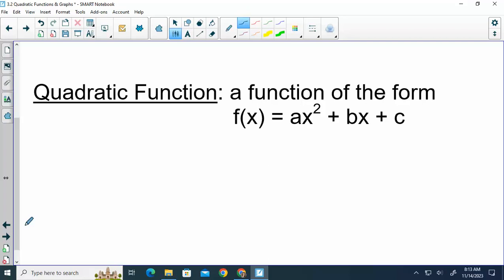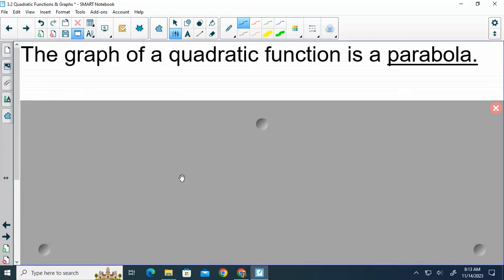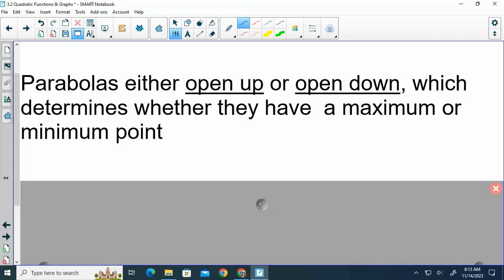When you graph a quadratic, what is the graph? What does it look like? So the graph is a parabola. When we're looking at our parabolas, we have two options. They could either be a normal parabola opening up, or it could be upside down and opening down. If it opens up or down, that determines if it has a maximum or a minimum point.